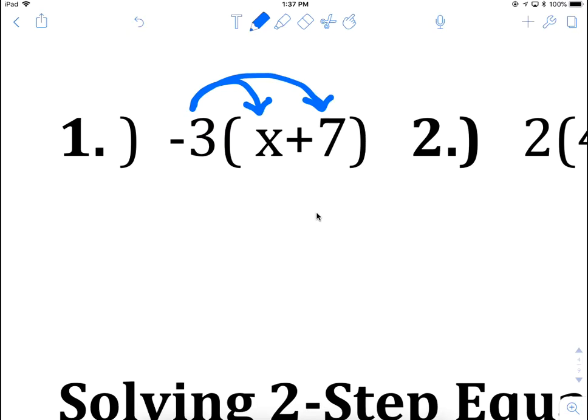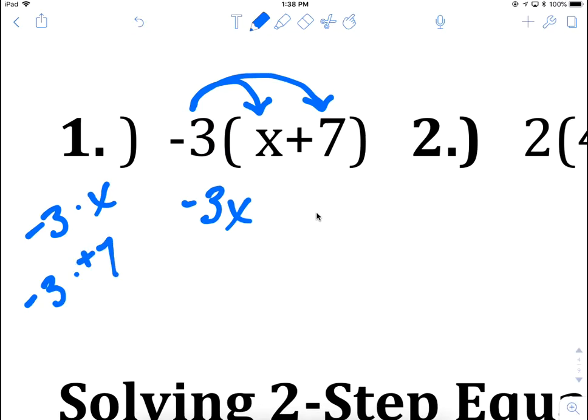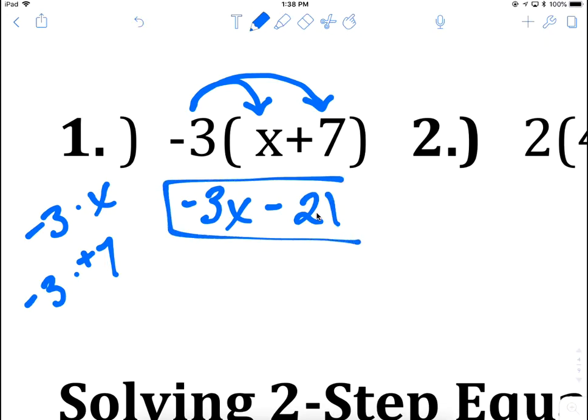So if I took negative 3 and I multiply it by x, that's going to give me negative 3x. If I do that same thing and take negative 3 times a positive 7, I would make a negative 21. Therefore, my answer is negative 3x minus 21. Now, we are not going to do this step every time, okay? All I need to see is your boxed answers. It should be one step, okay?